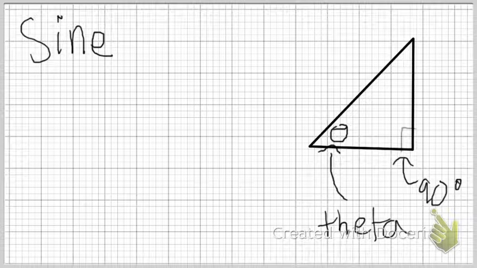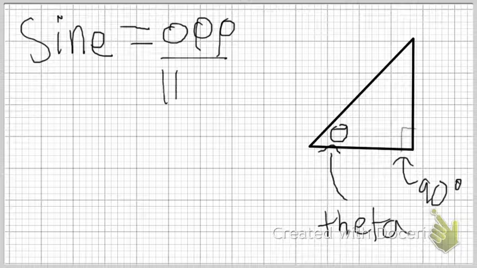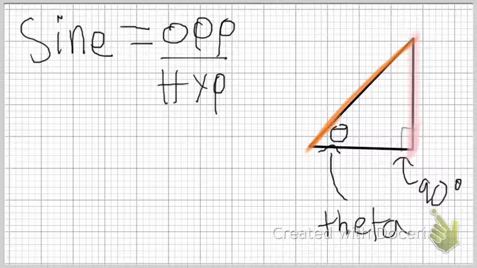And now for sine. So remember, sine equals opposite over hypotenuse. So opposite is here. It's the side that's across from theta. And hypotenuse is the largest side of a triangle, which is across from 90 degrees. For example, let's say that this equals 9, this equals 3, and that's 4.